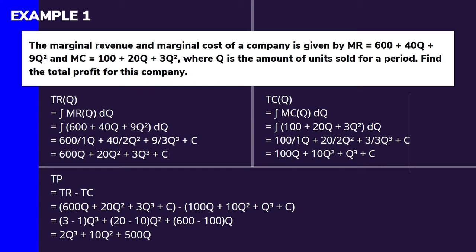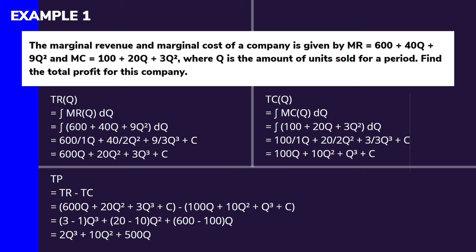Next, we need to find the total cost. To find the total cost, we need to integrate MC(Q). By integrating 100 plus 20Q plus 3Q square, we will get 100 over 1 Q plus 20 over 2 Q square plus 3 over 3 Q cube plus C. So the final answer is 100Q plus 10Q square plus Q cube plus C.